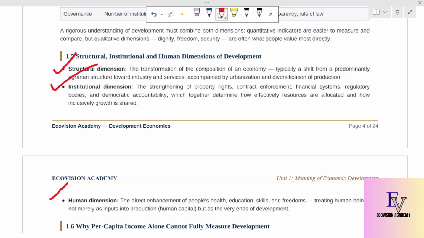And there are also human dimensions. Human dimensions basically means human capital. Human capital is a very important thing in this sense. Human capital means in which sense we are using technology, in which sense we are upgrading ourselves with time and technology. Whenever there is a direct enhancement in people's health, literacy or education, skills, freedoms, human dimensions are also changing with development.